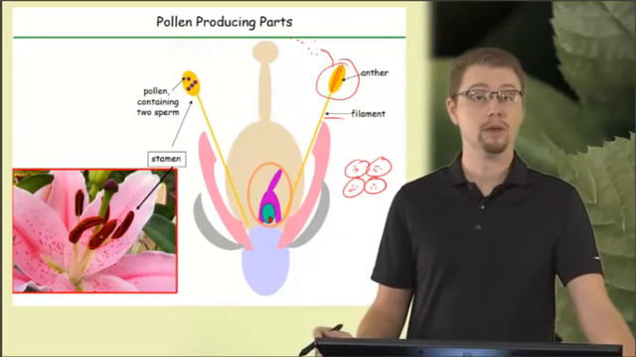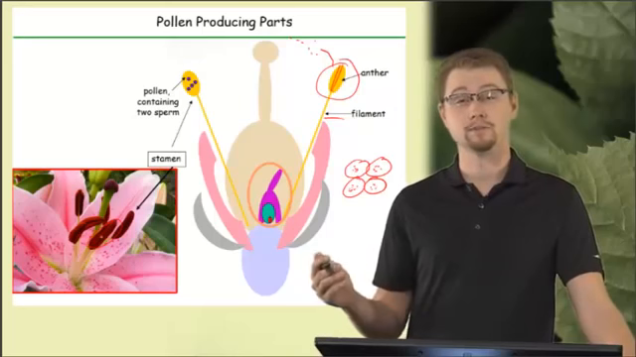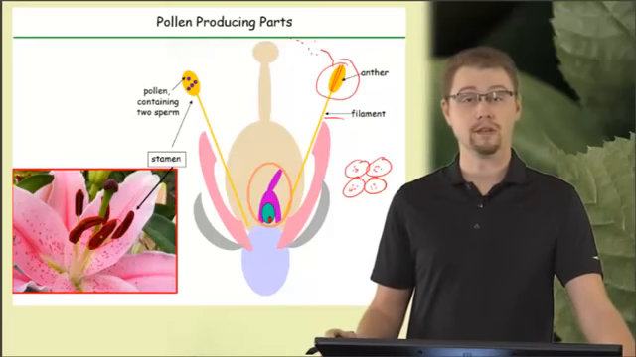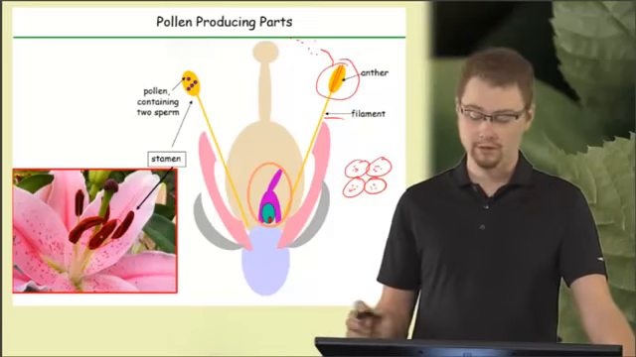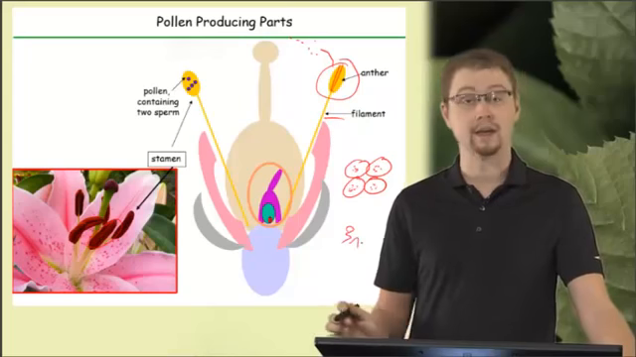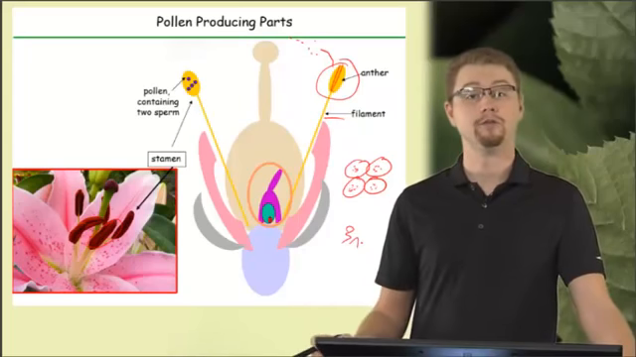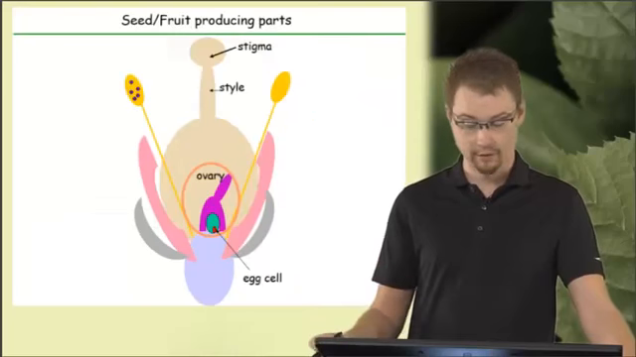And endosperm is produced in this process that we refer to as double fertilization, where we actually end up with a triploid, or 3N, part of tissue that will feed the young seed as it's growing.